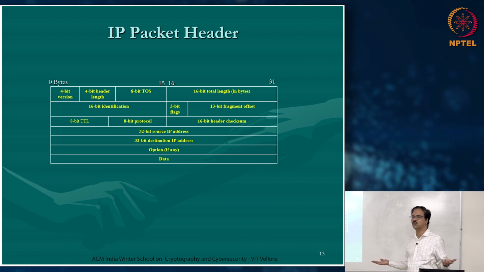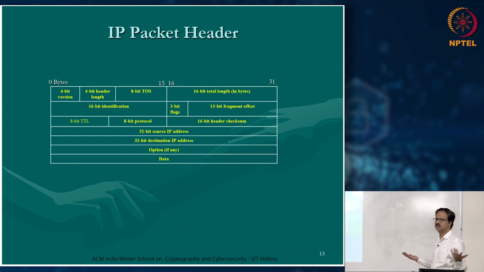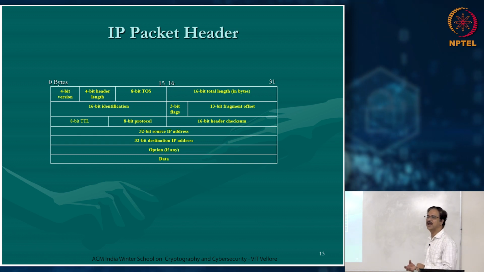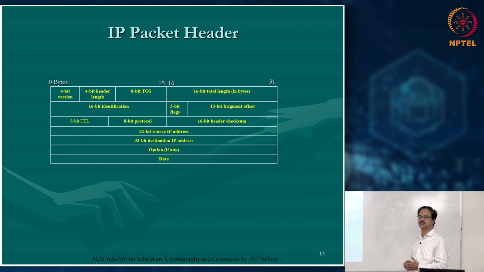Retransmission, right? If something is lost, what will you do? You have to send it again, right? There is no other option. There is no magic by which an intermediate node can regenerate something which is lost.